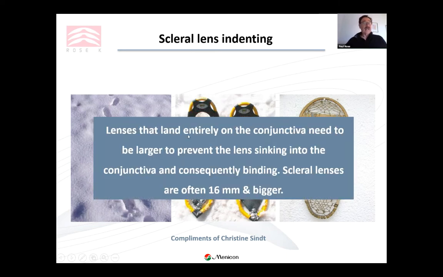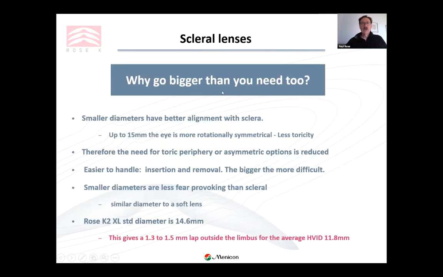So lenses that land entirely on the conjunctiva need to be larger to prevent the lens sinking into the conjunctiva and a consequent binding. And typically, because of that, scleral lenses need to be bigger than corneal scleras and are often 16 millimeters and bigger. But so why go bigger than you need to?